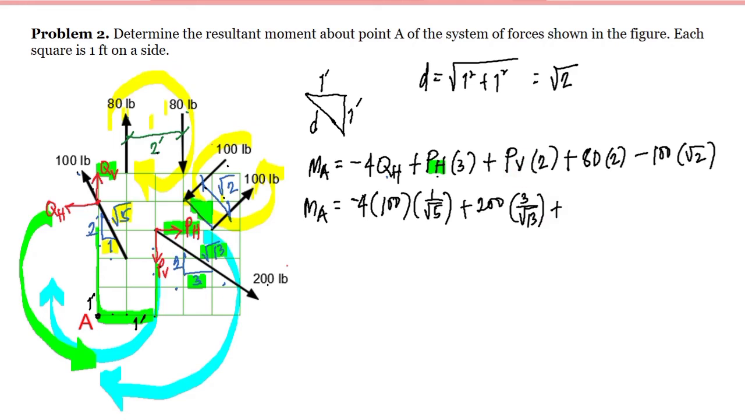Plus the vertical component, so it's the magnitude 200 multiplied by the vertical component, so it's 2 over the diagonal. So we have 2 over square root of 13. And, okay, nakalimutan natin yung distance. So distance 3 dito, and this distance here is 2. And we have here plus 80 times 2 minus this one. It's 100 times square root of 2.